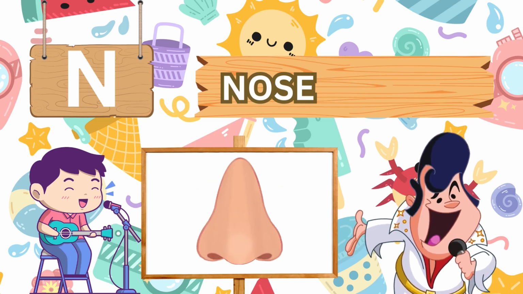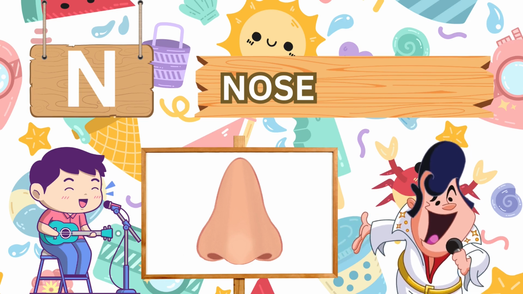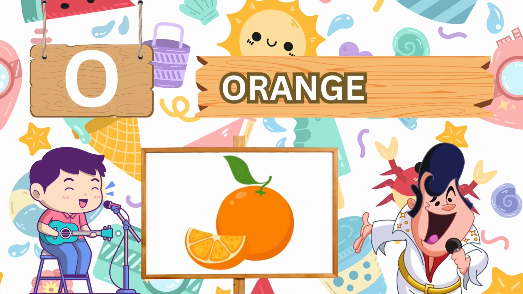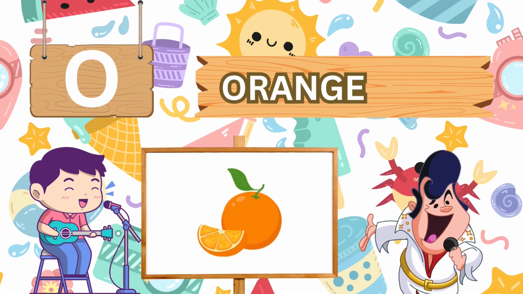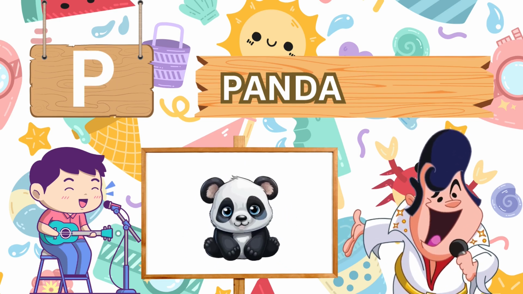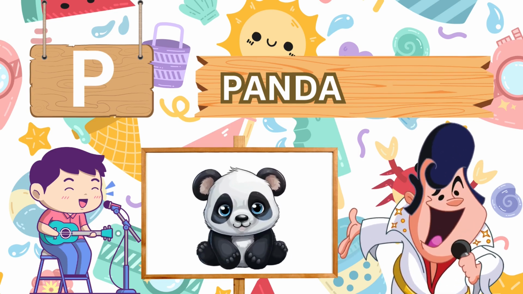This is the letter N. N is for nose. Say again, nose, nose. This is the letter O. O is for orange. Say again, orange, orange. This is the letter P. P is for panda. Say again, panda, panda.